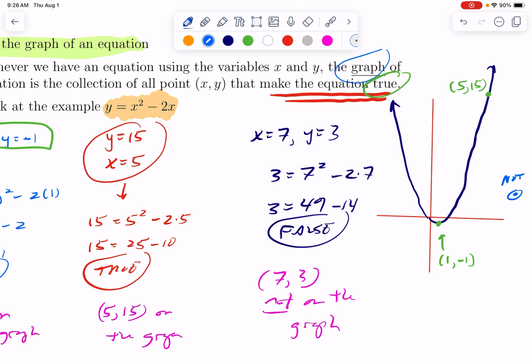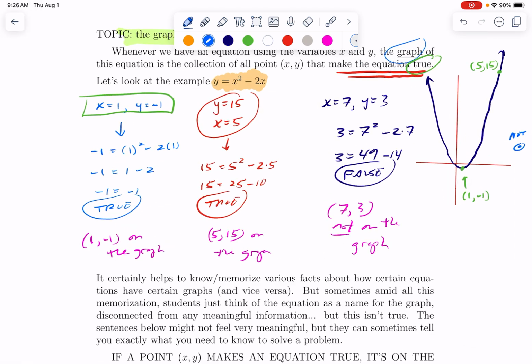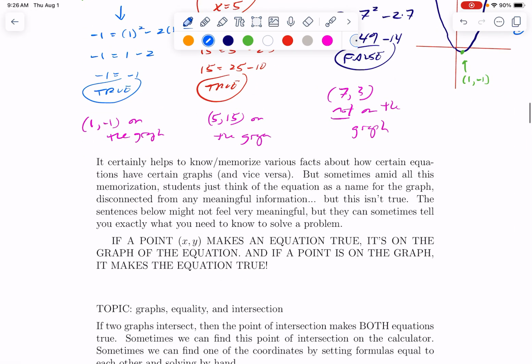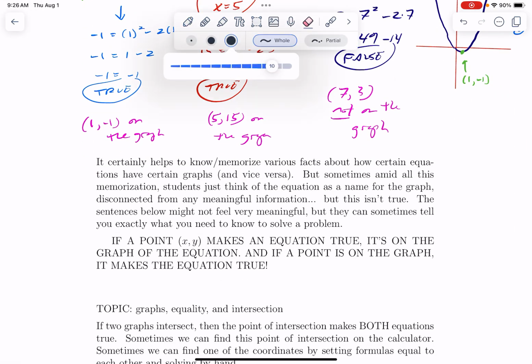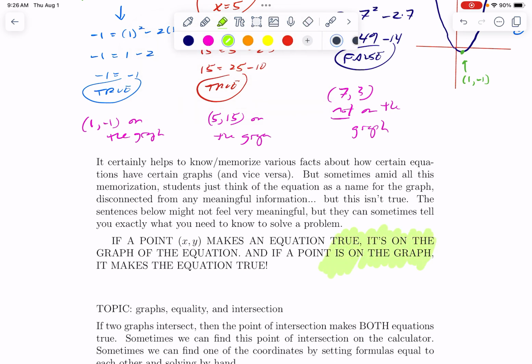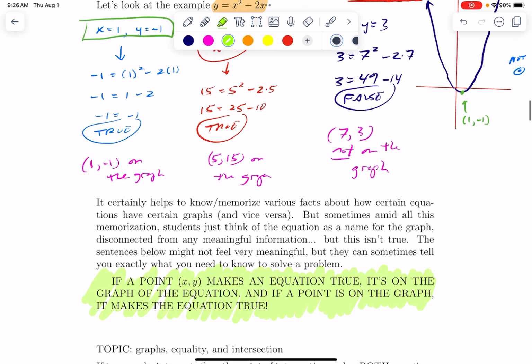So there's this relationship between graph and equation. And what I want to say here, this statement here is, for some students, it feels almost meaningless, but if you truly understand this, it'll allow you to have the right perspective on certain problems. So if a point makes the equation true, then it's on the graph. And if a point is on the graph, it makes the equation true.